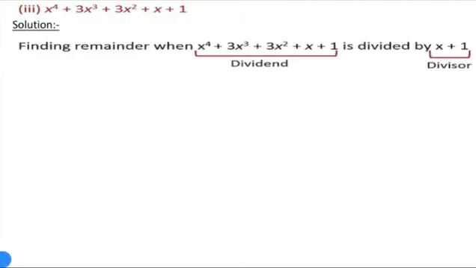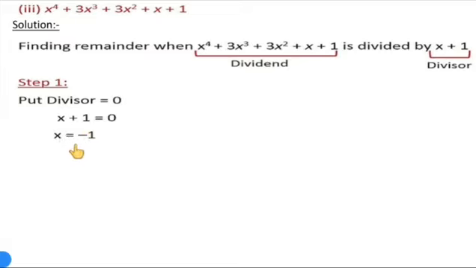Finding the remainder when x to the power of 4 plus 3x to the power of 3 plus 3x to the power of 2 plus x plus 1 is divided by x plus 1. We are going to treat it as the dividend, and the dividend is divided by the divisor. Here the divisor is x plus 1. So in the first step you need to put divisor equals 0, such that x plus 1 equals 0. So the value of x is minus 1.